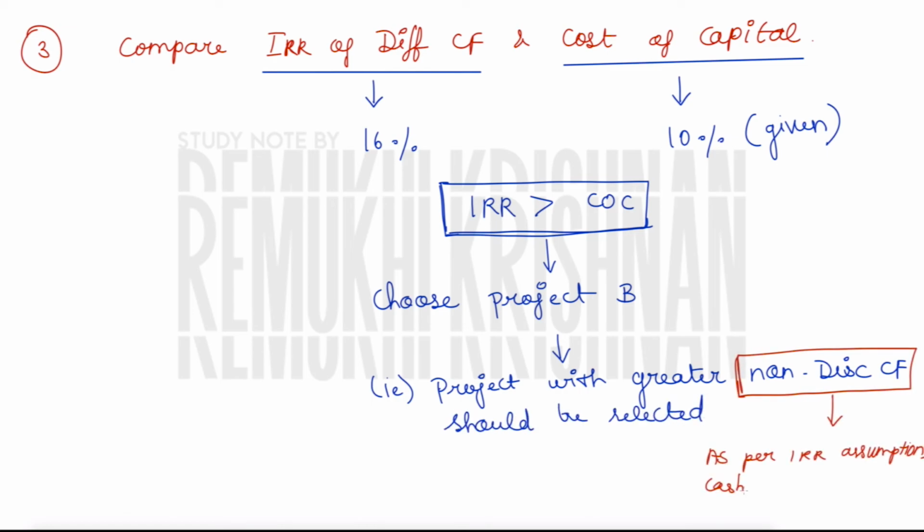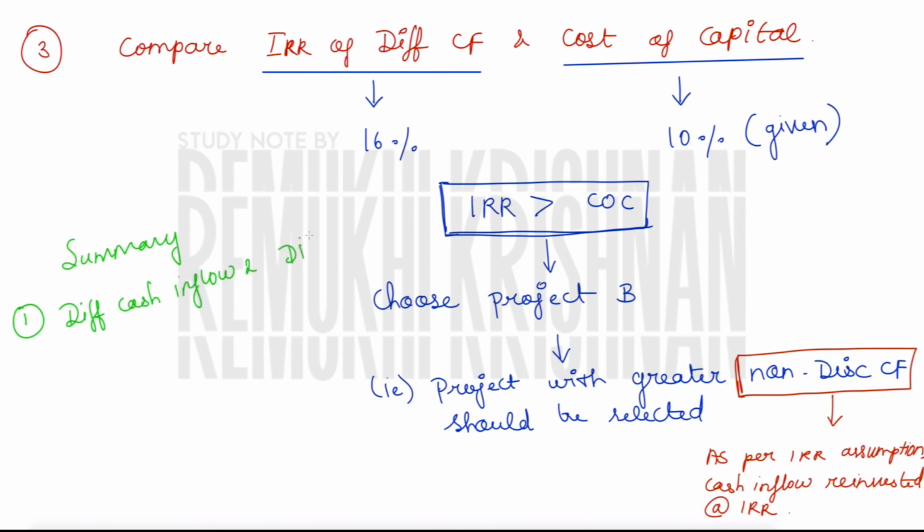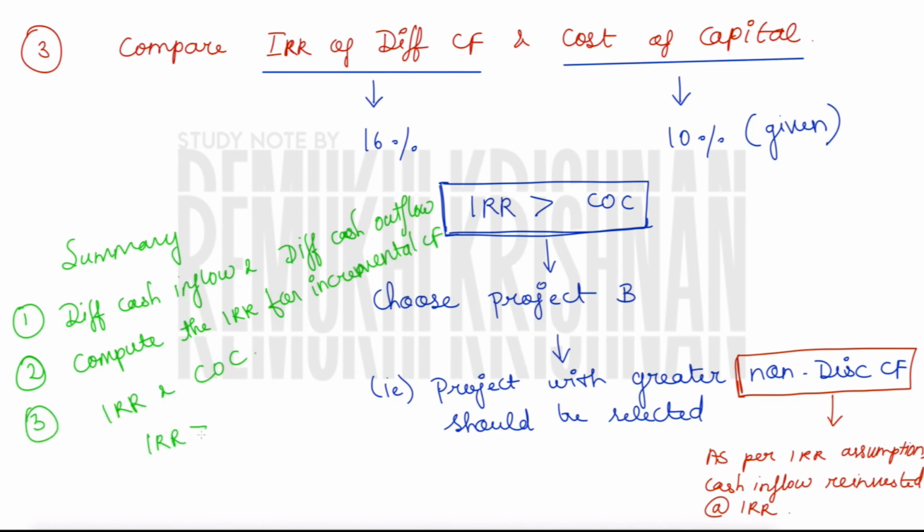This is as per the IRR assumption, that is cash inflows are reinvested at IRR. So the summary here is, first of all, you should find your differential cash inflows and differential cash outflows. The second step is to compute the IRR for the differential cash flows, that is incremental cash flows. Differential and incremental both are the same. So finally, you will have your IRR and cost of capital. Only if IRR is greater than cost of capital, then choose the project with greater non-discounted cash flow. So go for vice versa when the IRR is less than the cost of capital.